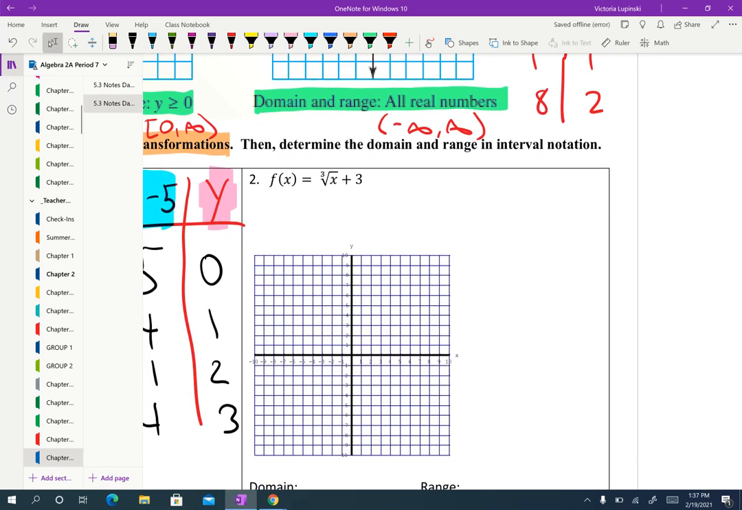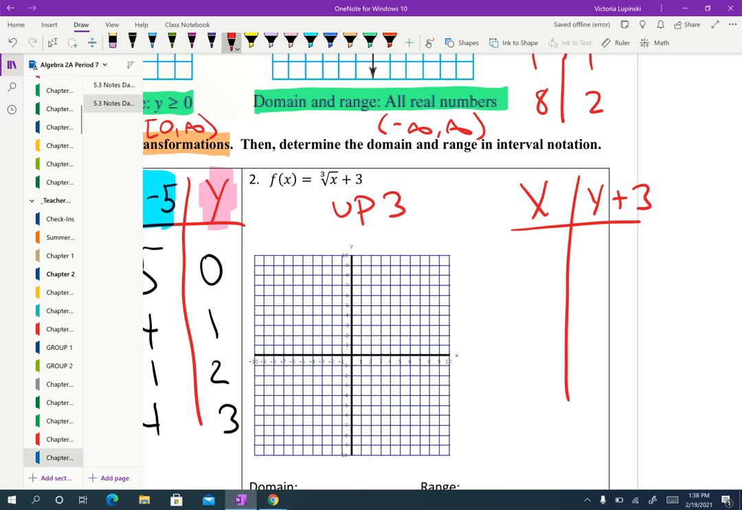Again, my advice would be to start by describing the transformations in words. So if I'm going to describe the transformations in words, then I'm going to say up 3. Well, how would you take a table of values and make everything go up 3? Well, there would be no changes to the x, but there would be a change to the y, and that would be that you're adding 3 to every y value.